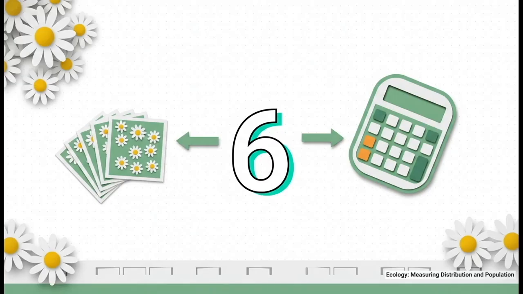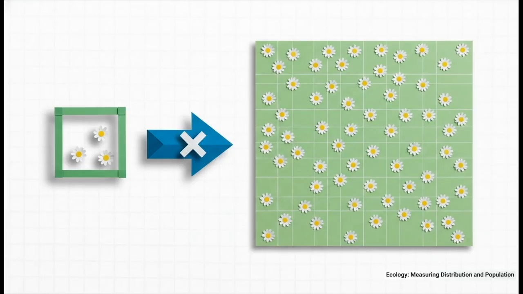So for our data, if you add up all those numbers, you get a total of 60 daisies. We took 10 samples, so we do 60 divided by 10, which gives us a nice simple mean of 6 daisies per quadrat. And here's the final step.